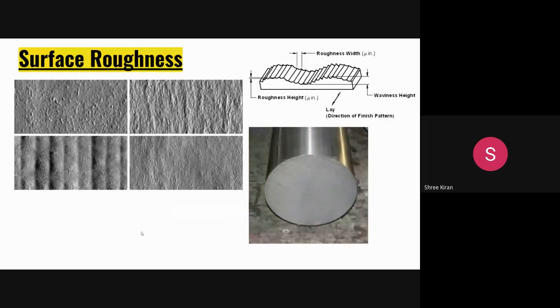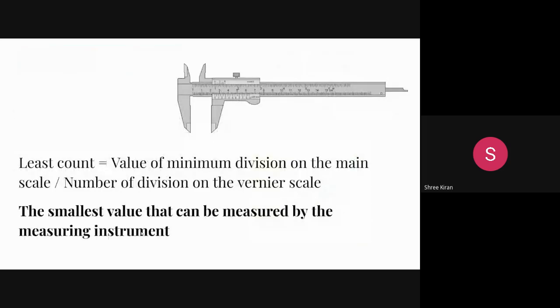Okay, so when it comes to calibration, there is the least count. Least count is the value of the minimum division, as we were told yesterday in the case of the vernier caliper: the value of the minimum division of the main scale divided by the number of divisions on the vernier scale. That's the least count, the smallest value that can be measured by the measuring instrument.